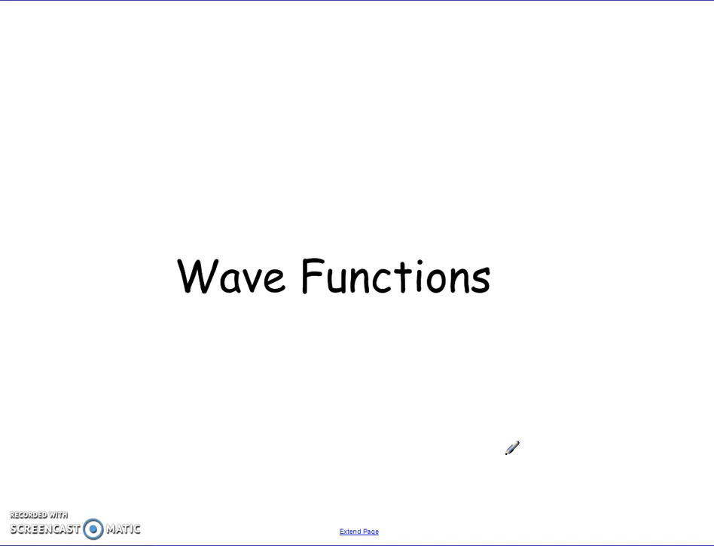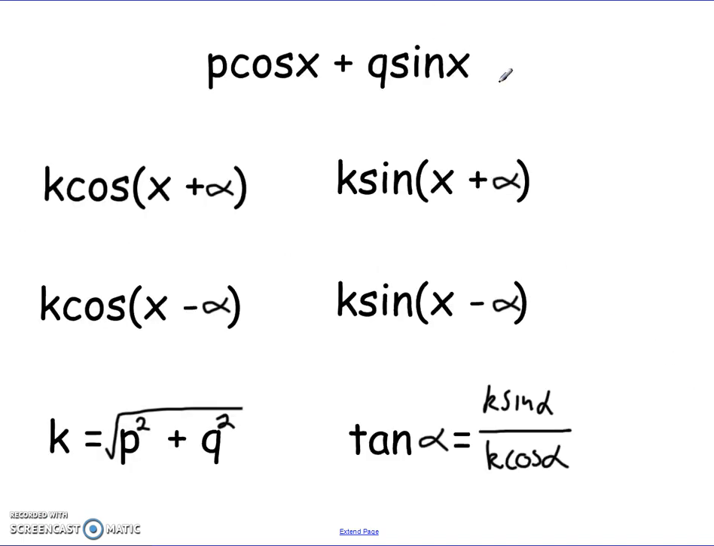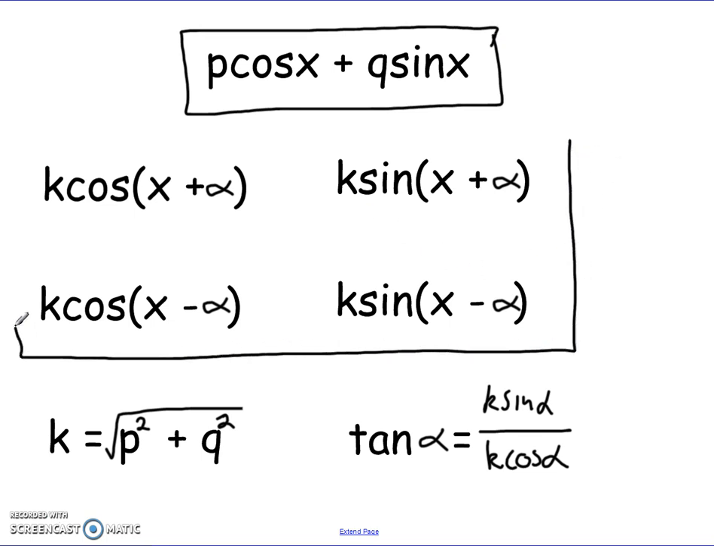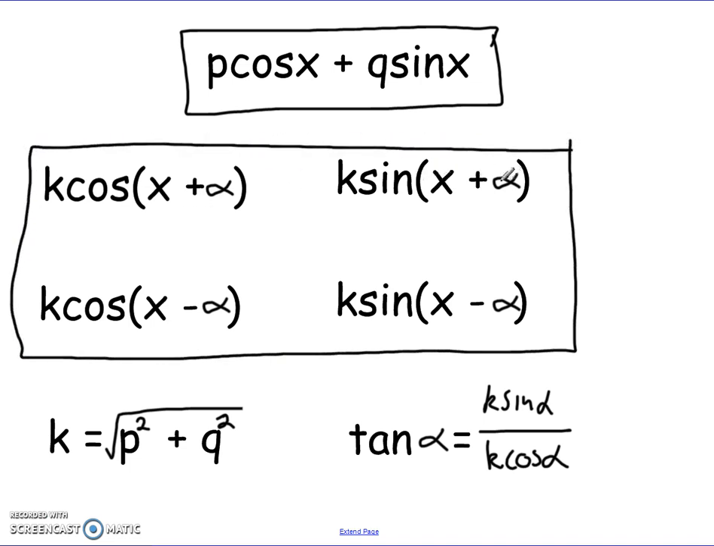What we're going to look at doing is taking this new wave and writing it in such a format that it can be expressed in terms of one of the other functions of waves. So what we're going to look at is quite simply taking something that's of this form here, p cos x plus q sin x, and representing it in one of the four forms that we see here. So we're going to represent it as either k cos(x plus alpha), k sin(x plus alpha), k cos(x minus alpha), or k sin(x minus alpha).